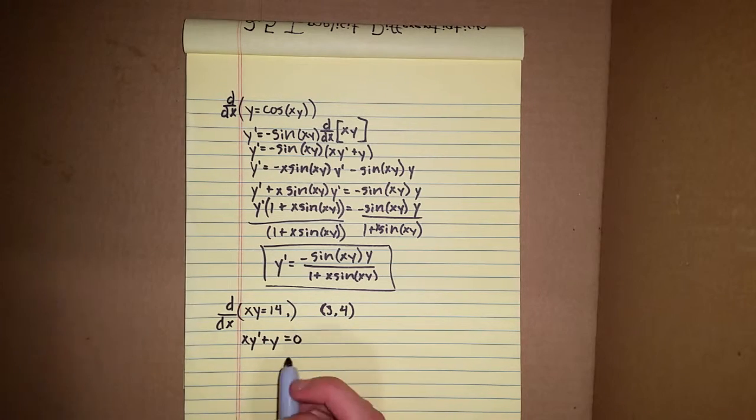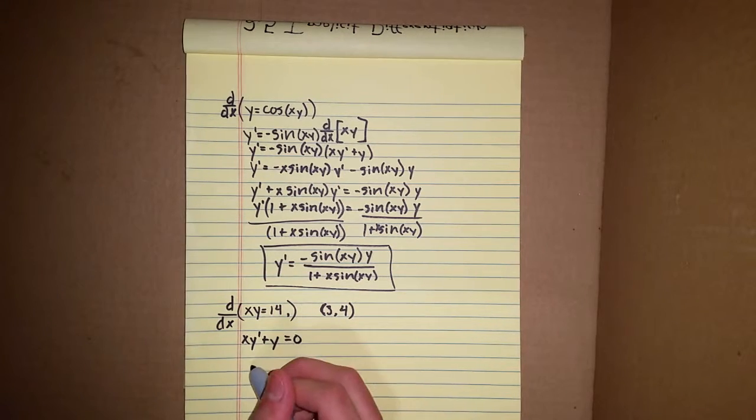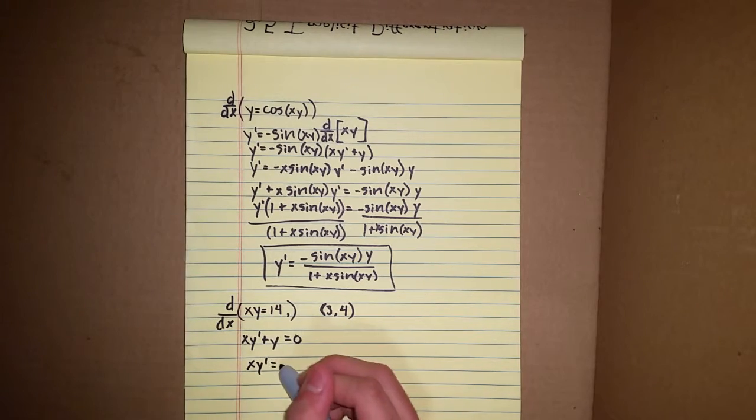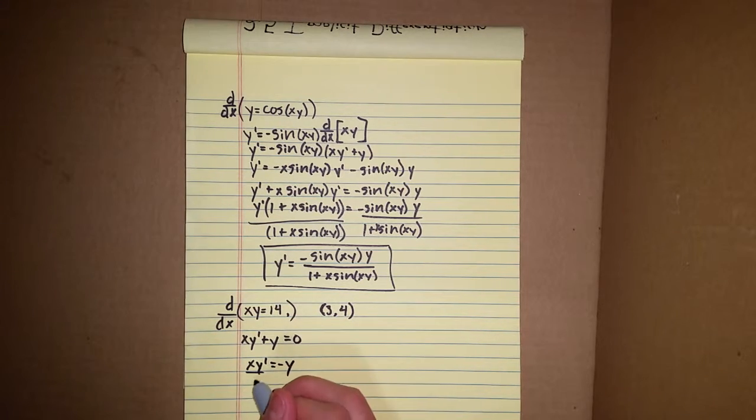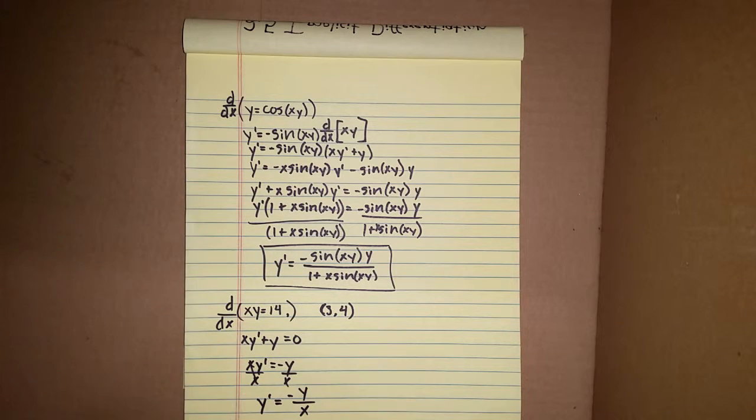Now let's isolate our y prime term. So x y prime equals negative y, and solve for y prime. Y prime is equal to negative y over x. So once you have solved for y prime, all you have to do is plug in your points. So in this case, x is equal to 3 and y is equal to 4. So we have negative 4 thirds. And that's it.